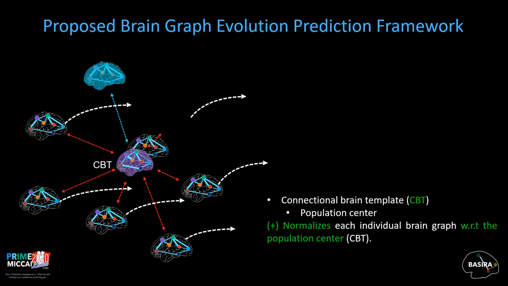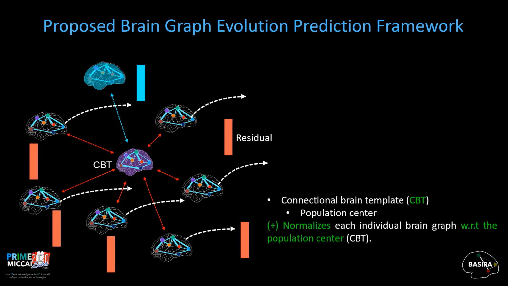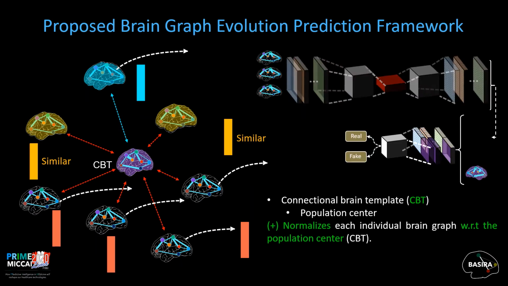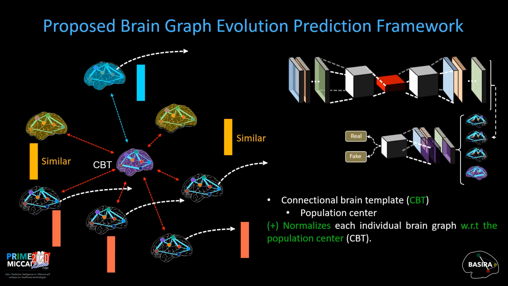By normalization, we aim to learn a low-dimensional embedding of each subject with respect to the population center. We can use the residual distance between the population and each individual embedding to define the similarities between brain graphs. This allows us to select the most similar training graphs to the testing graph at baseline time point. To normalize each brain graph with respect to the CBT, we propose a graph-based generative adversarial network that contains a normalizer and a discriminator network. With geometric deep learning, we preserve the topology of the brain graphs.